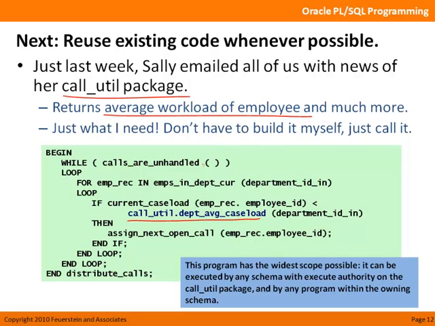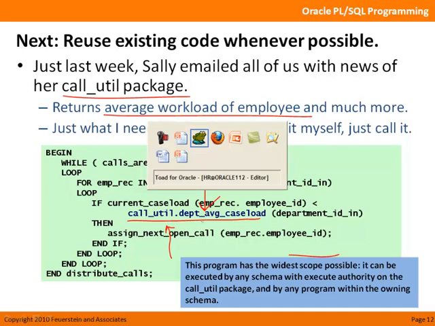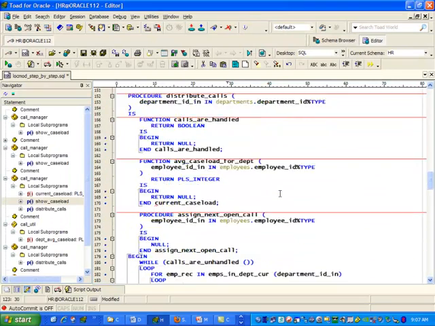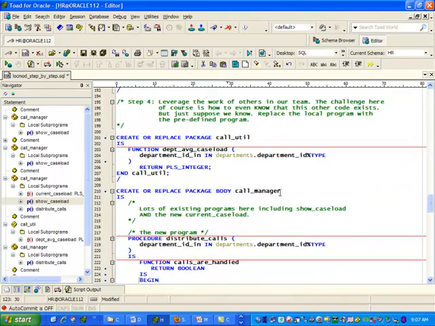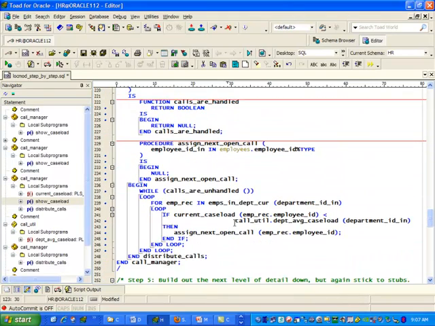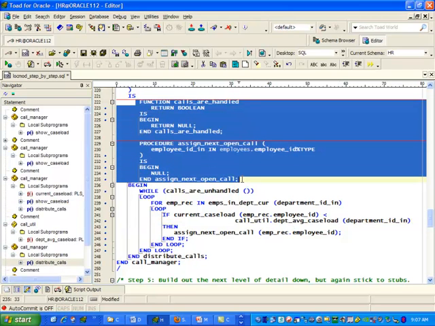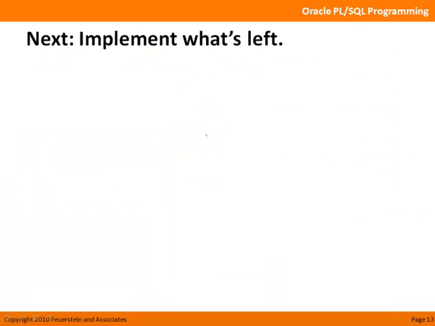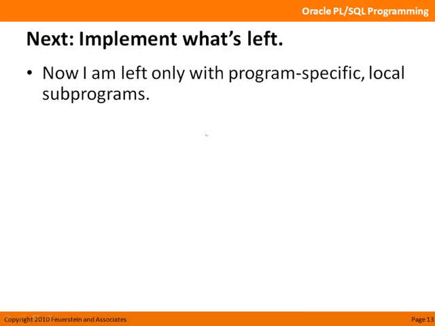And this package, with a public program, has the widest scope possible. Any schema with execute authority on this package can use the department average caseload utility. So again, back to my code. It's in here somewhere. Let's see. I do call util department average caseload, and I remove it as a local subprogram. So I still got local subprograms, but they're getting more and more specific. This is stuff that I only use in this context and not elsewhere, and it's not already defined. So then I implement what's left.